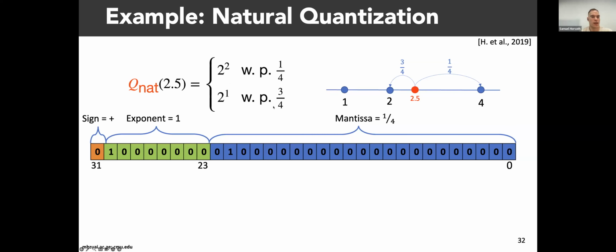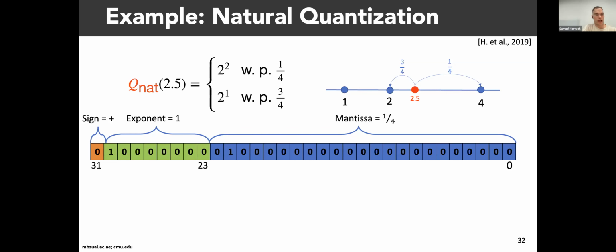So the sign stays the same. Then the exponent, the smaller of these 2 values, is right here, and then the probability to round up is just the mantissa right here. So you actually don't need to compute anything. The only thing you have to do to compute the natural quantization is sample. But this is independent, so you can pre-compute it in order to speed up compression, so as not to introduce any computational overhead.